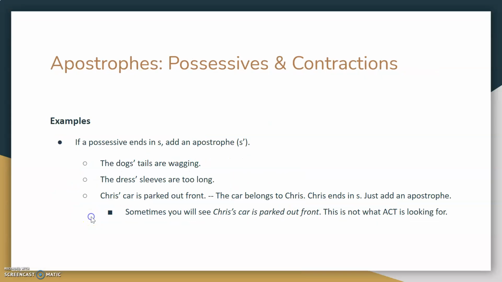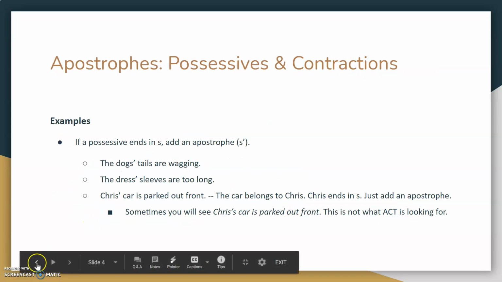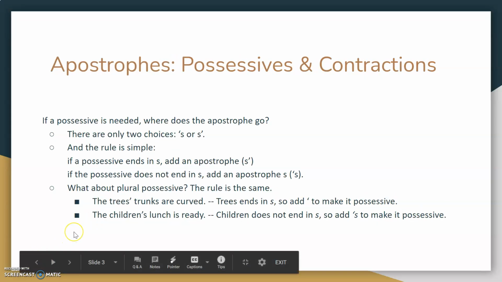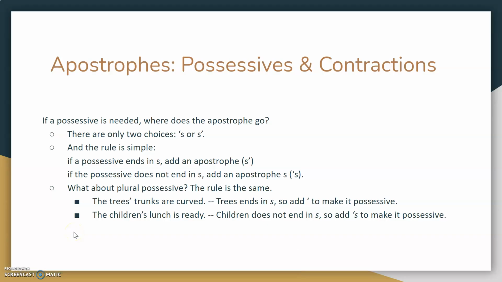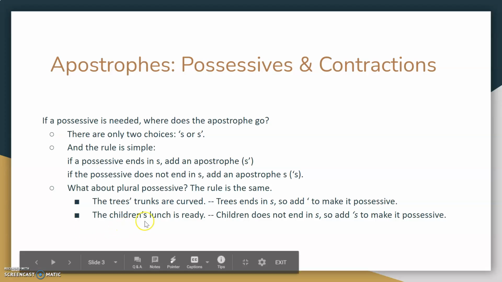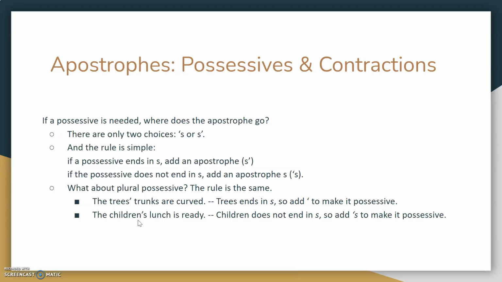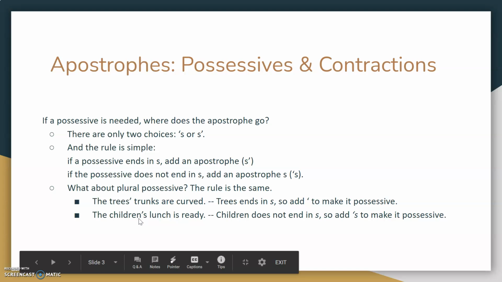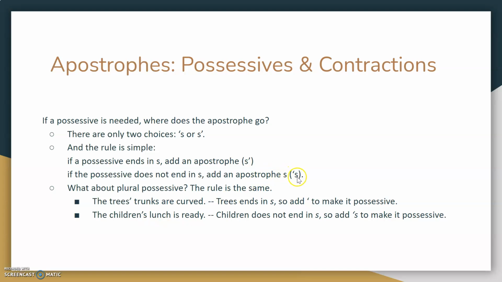Let's look at children. Children is another plural, right? More than one child. The children's lunch is ready. First, is it possessive? Yes. The lunch belongs to the children. So I need to take children and make it possessive. Ask myself, does children end in S? No, it does not. So to make it possessive, I have to add apostrophe S.